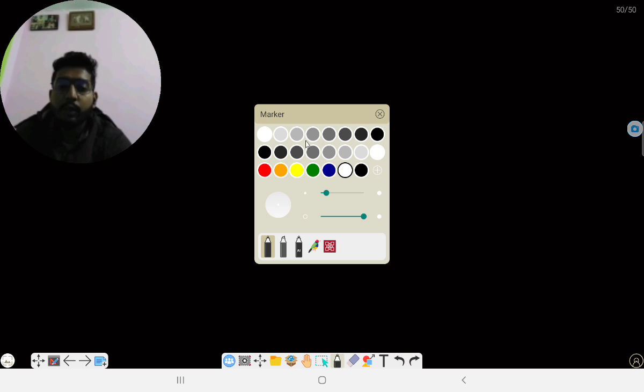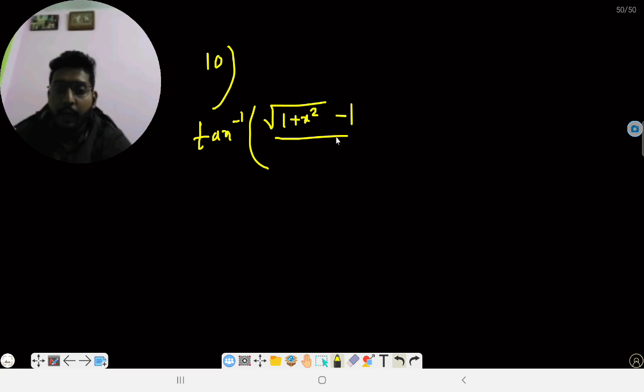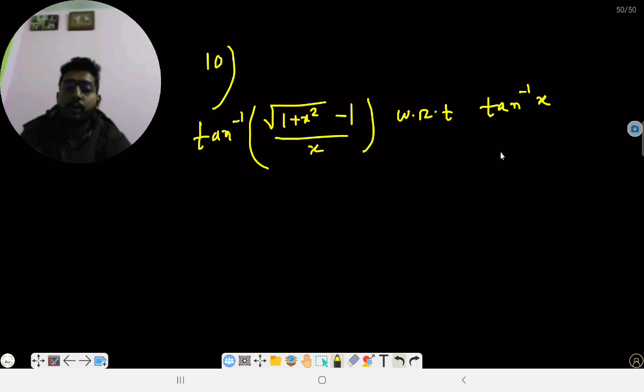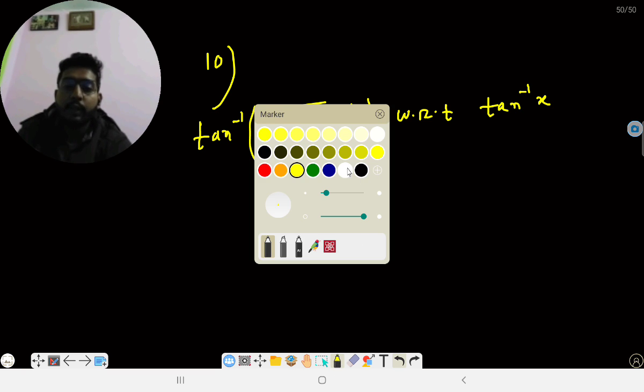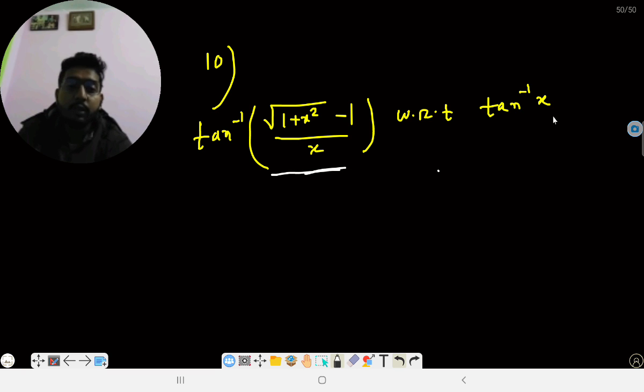So we'll solve the next one, question number 10. The question is like this. We have to differentiate tan inverse of root over 1 plus x square minus 1 by x with respect to tan inverse x. Here again, same thing: we have to find the differentiation of this one with respect to this one.